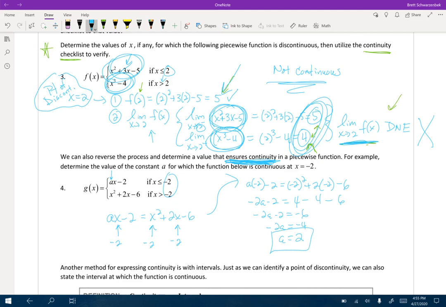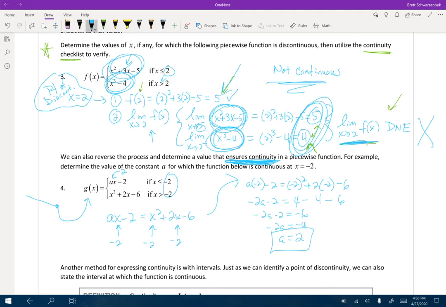That means that if this a right here is 2, then we would not need to lift our pencil to draw the function 2x minus 2 and the function x squared plus 2x minus 6 at negative 2. We would literally be drawing a line and then starting again to draw the parabola. That's what that means for the scope of this problem. And yes, it is a line and a parabolic shape in this problem.